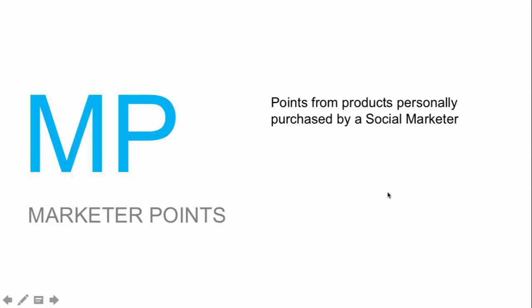Now that we understand points, let's talk about marketer points. That's what MP stands for, marketer points. What that means is simply this. These are points from products personally purchased by a social marketer. So when a social marketer makes a purchase, that is called marketer points. And it's called marketer points because they're a marketer. They're a social marketer. So the points of their product purchase are called marketer points.